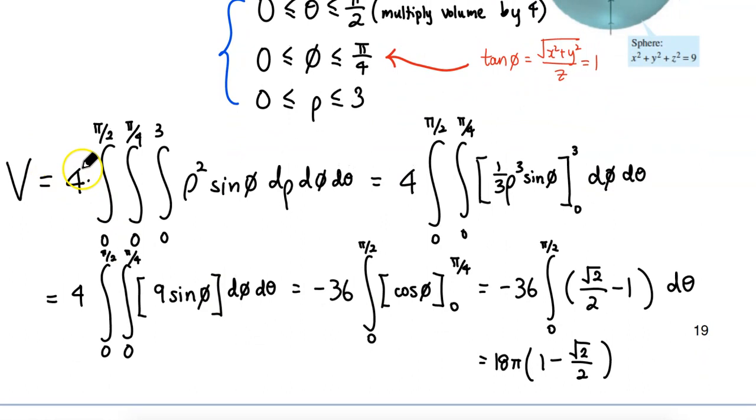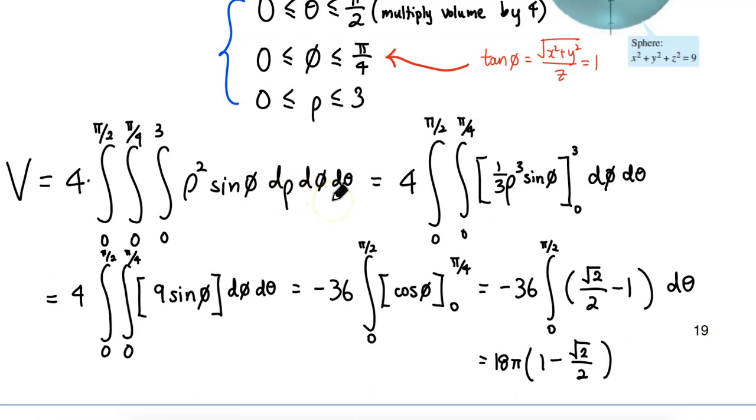So we have everything to set up our integral. The volume is going to be 4 times the integral from 0 to pi over 2, the integral from 0 to pi over 4, the integral from 0 to 3 of rho squared sine phi d rho d phi d theta. Also keep in mind the order here cannot be changed. And this is the Jacobian. Again, since we are looking for the volume, the function is f of x, y, z equals 1, and same if it's f of rho, phi, theta.